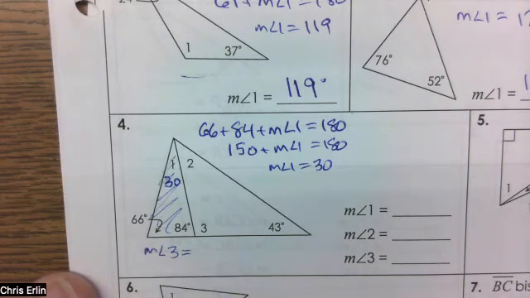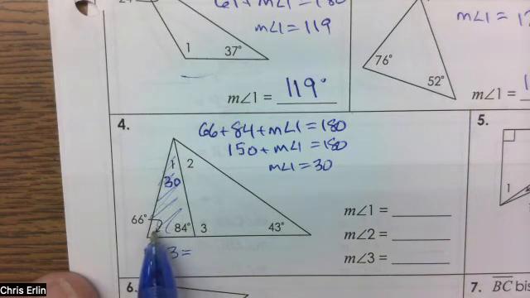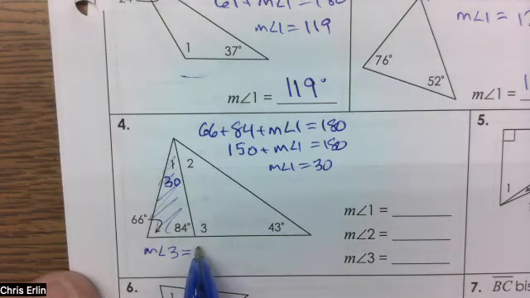Which two angles added together? 2 and 3. Nope. The 66, right? So we've said this, we can see this is 66. We've just found that 1 is 30. So measure of angle 3 is equal to 66 plus 30, which is 96.